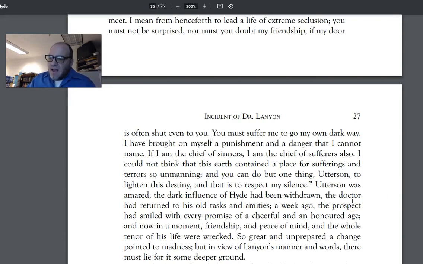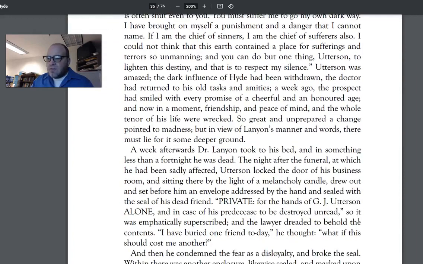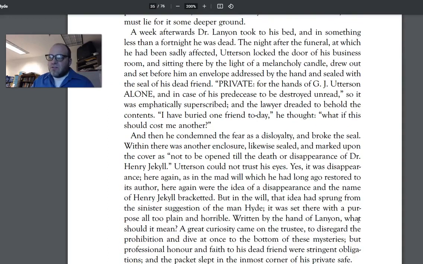The dark influence of Hyde had been withdrawn. The doctor had returned to his old tasks and amities. A week ago, the prospect had smiled with every promise of a cheerful and an honored age. And now, in a moment, friendship and peace of mind and the whole tenor of his life were wrecked. So great and unprepared a change pointed to madness. But in view of Lanyon's manner and words, there must lie for it some deeper ground. A week afterwards, Dr. Lanyon took to his bed, and in something less than a fortnight, he was dead. So three weeks later, Lanyon dies.